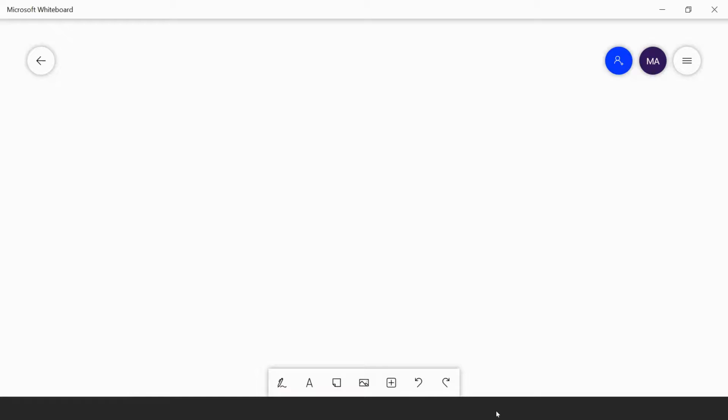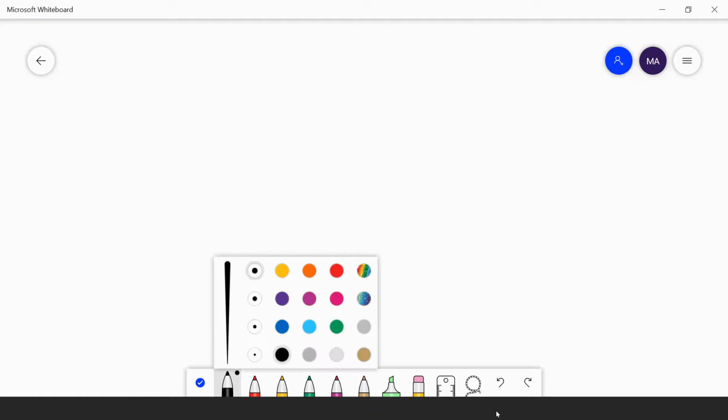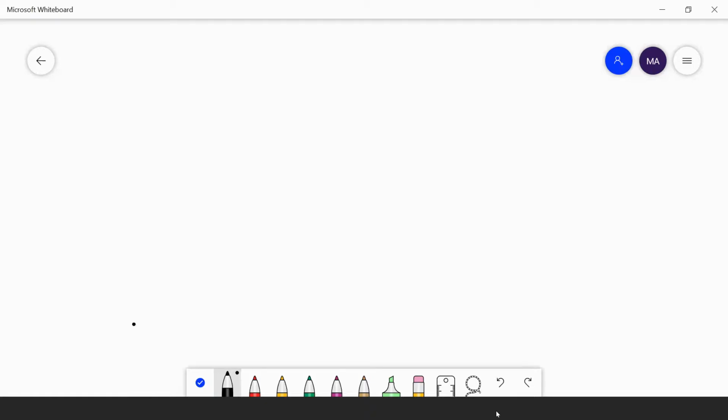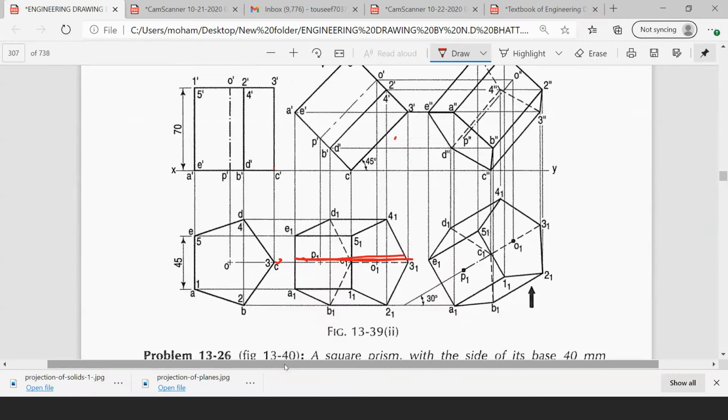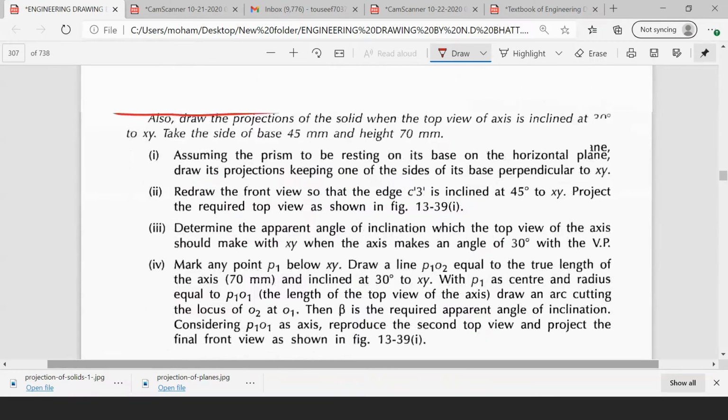I will explain to you. First you will draw the reference line XY. I will draw the reference line XY. Then I will draw the pentagon. It is resting on its corner. So how will you draw? I will draw the pentagon like this. We will take the side. The given side is how much?